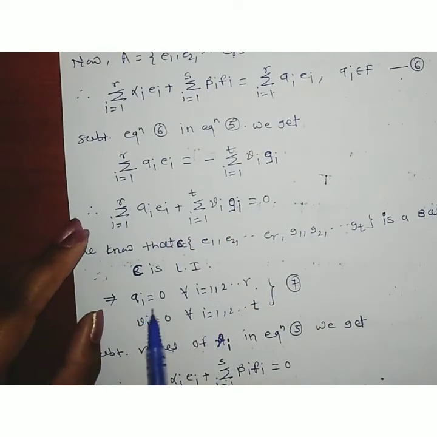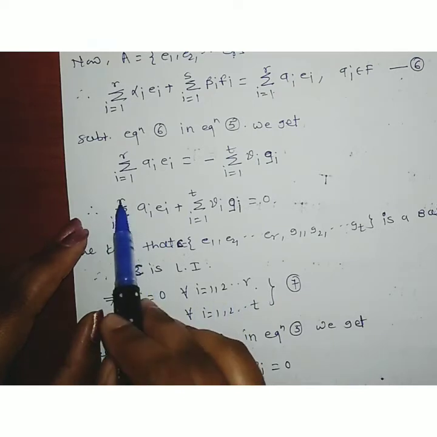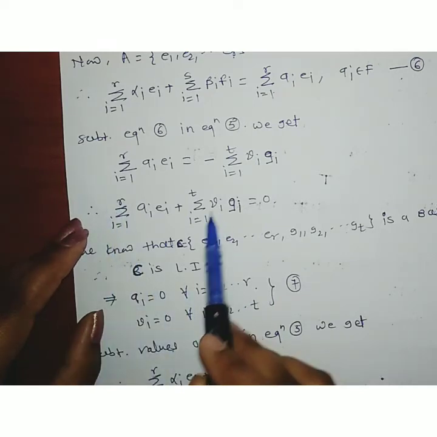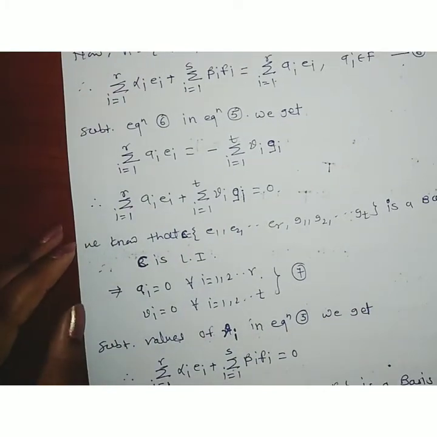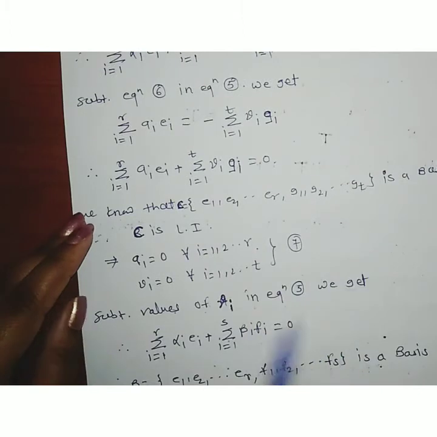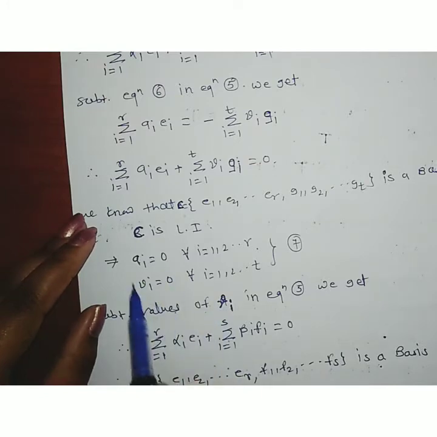This implies a_i is equal to 0 for all i running from 1 to r, and gamma_i is equal to 0 for i running from 1 to t. Suppose this is equation 7. Now, what have we done? Substituting the values of gamma_i in equation 5, what do we get? Put gamma_i equal to 0 in equation 5.